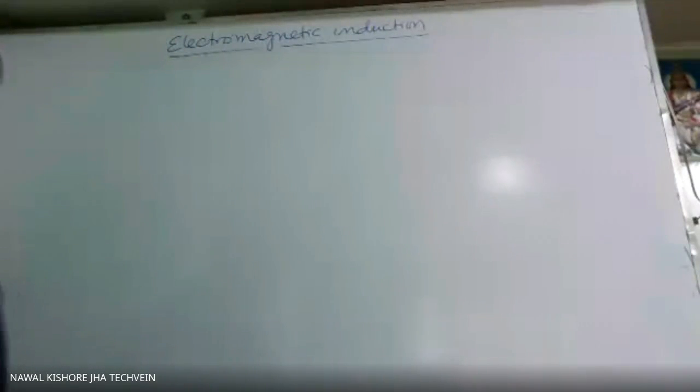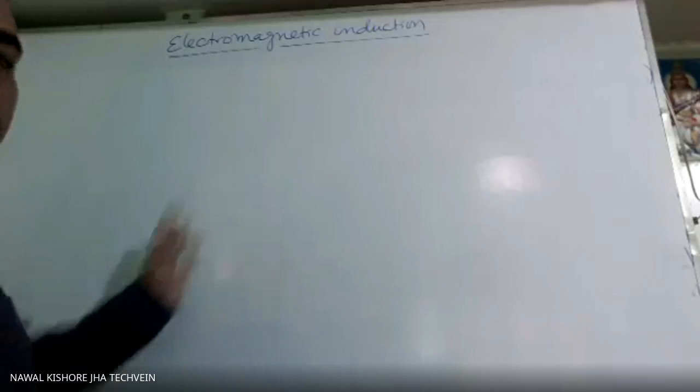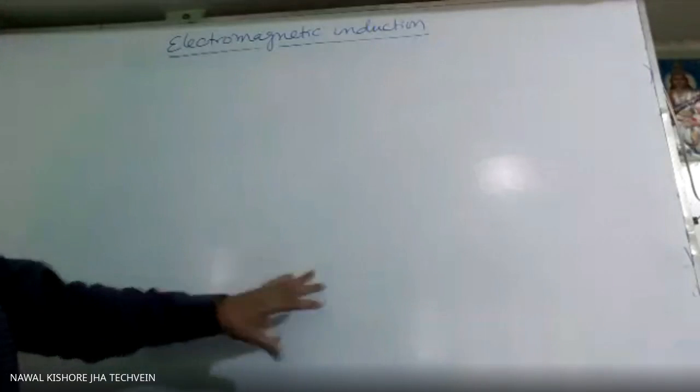Now this is the reverse of that. If a magnetic field is induced due to an electric field or due to current, then the reverse should also be possible. Scientists started thinking about why the reverse is not possible. It should be possible because nature loves symmetry. So the reverse of the magnetic effect of current should be possible.